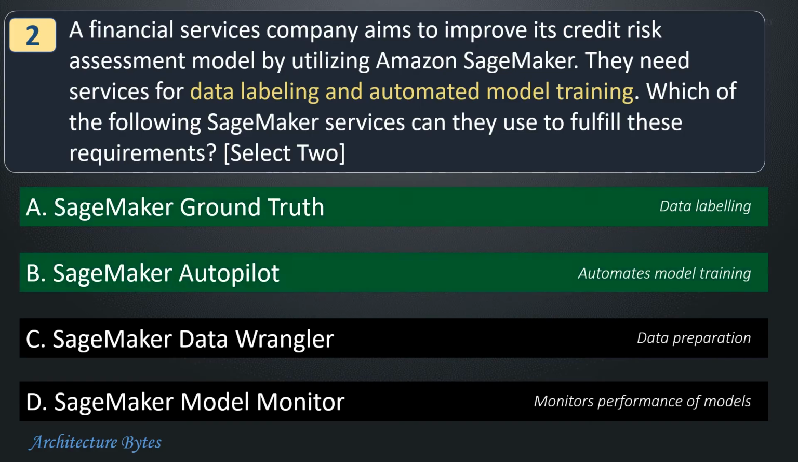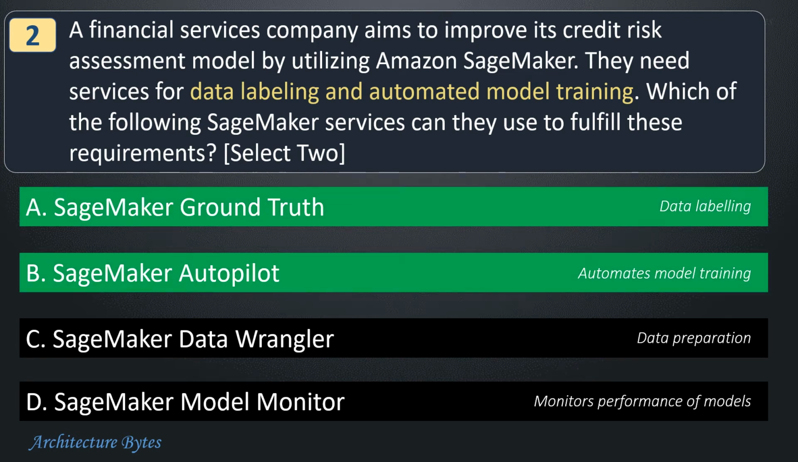Options A and B are the right answers, that is Ground Truth and Autopilot. Ground Truth is used for data labeling, helping the company create high-quality training datasets for their models. Autopilot automates the process of model training, making it suitable for generating predictive models without extensive manual intervention.